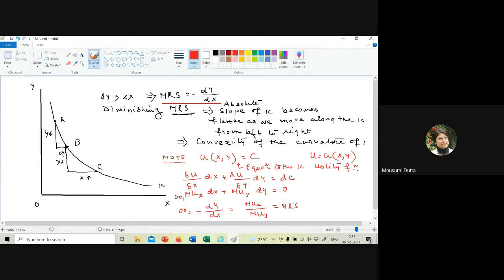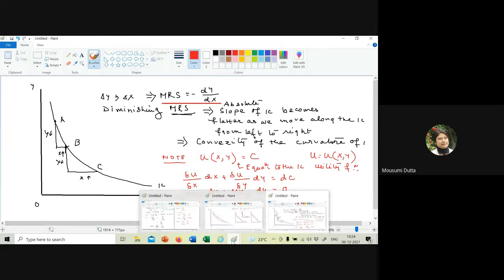So we get this as equal to minus dy by dx. So let's discuss a numerical exercise.